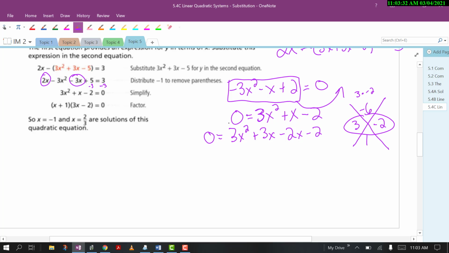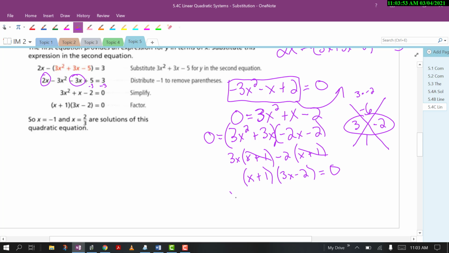Then from here, factor by grouping. I can take a 3x out of here, left with x plus 1. I can take a negative 2 out of here, left with x plus 1. So I can factor out an x plus 1. The other part, our leftovers, when we take out the x plus 1s, is 3x minus 2. And of course, all this equals 0. So x plus 1 equals 0, so x equals negative 1. And 3x minus 2 equals 0, so we'd add 2 to both sides and then divide by 3, so x equals 2/3. So that's what they got there.